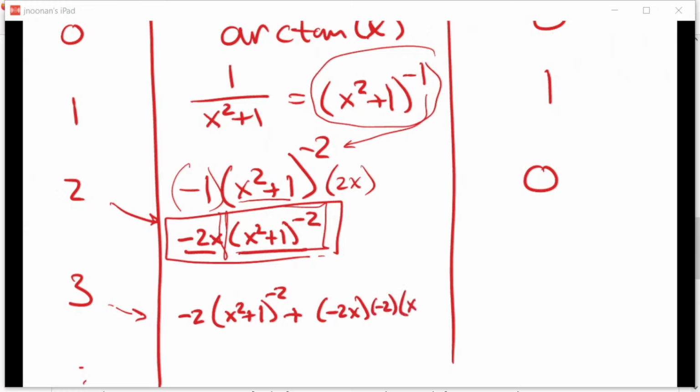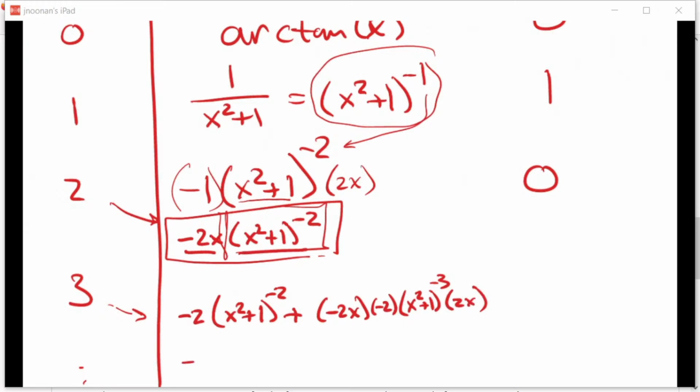So do exactly what Haven did, multiply by the -2. And then what power do I have up there now? -3, very good. And then I have to multiply by the derivative of what's inside the parentheses. So what's the derivative of x squared plus 1? 2x. And that's ugly, isn't it? That's a horrible, ugly mess. Let me clean things up.